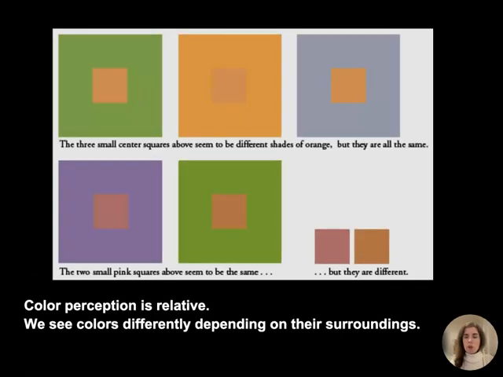I also wanted to just point out the idea of color theory, or the idea of placing colors right next to one another. So if you place colors right next to each other, you can create these different visual effects. So at the top, you have these 3 small center squares that appear to be different shades of orange, but they're all the same. So it's really based on what they're placed next to. And then you have the 2 small pink squares that appear to be the same, but they're actually different, again, based on what they're next to.